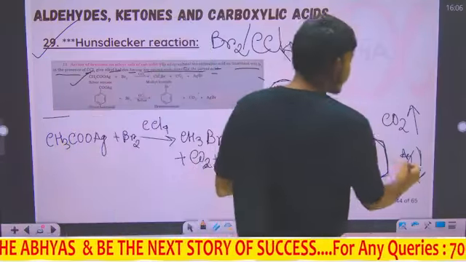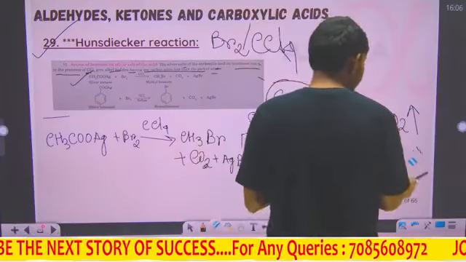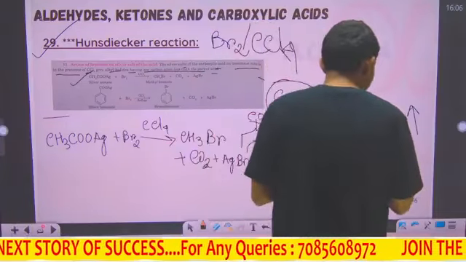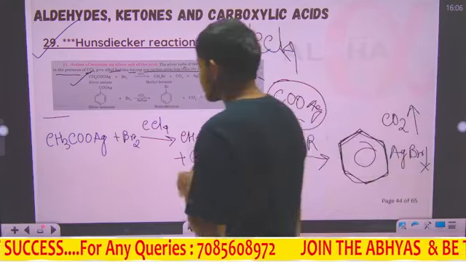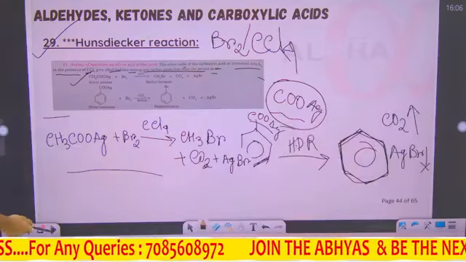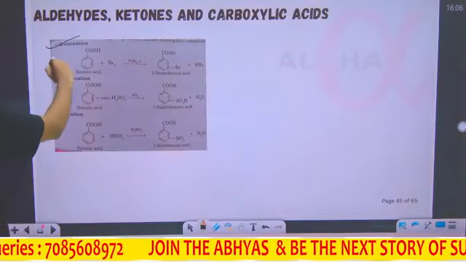Make a correction: AgBr will precipitate out. AgBr will precipitate. This is your Hunsdiecker reaction. Next we have simple bromination, sulfonation, nitration.